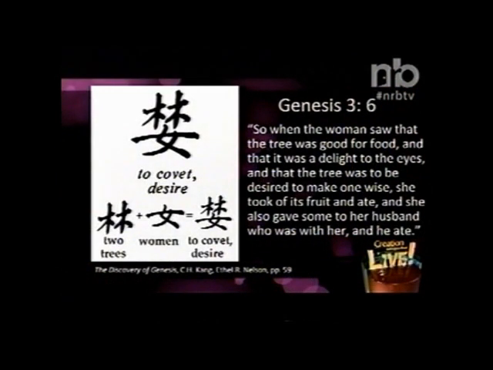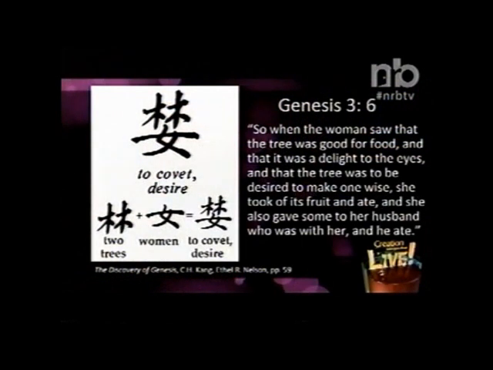Let's look at this word for to covet or desire. Well, here we have the symbol for 2 trees plus a woman, and that equals to covet or desire. Again, you got to ask the question, why would 2 trees plus a woman equal the word to covet? Right. Why isn't it 2 gold or 2 diamond rings plus woman equals covet, desire? Well, why isn't it something else? Why is it 2 trees?